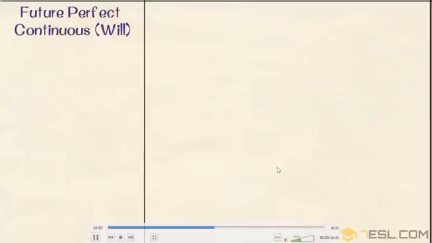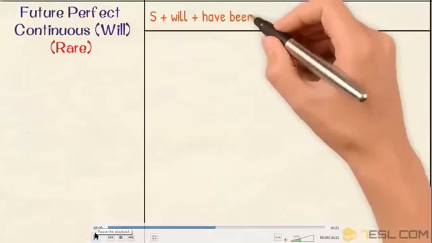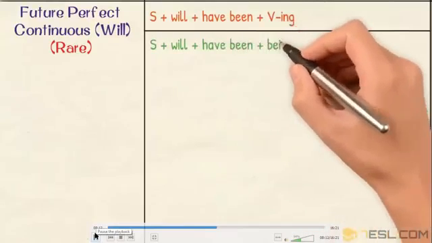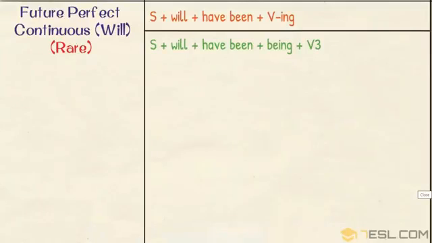Now the future perfect continuous. Subject plus will plus have been plus verb ing form. And if we are changing it into passive voice, that is subject plus will plus have been plus being plus verb third form. And let me tell you again, these are very rare cases. We seldom use these tenses, but just for your knowledge, we are telling you about this.